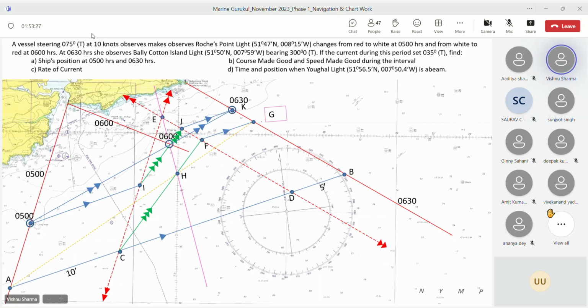One doubt, sir. Yes, say. Sir, when the current, as you are saying, is 220 instead of 035, then you are shifting the CTS line above E. So in that case, the rest of it will just plot the same way, the second position line. Then the rest of the working is the same. Then there is no problem, no.